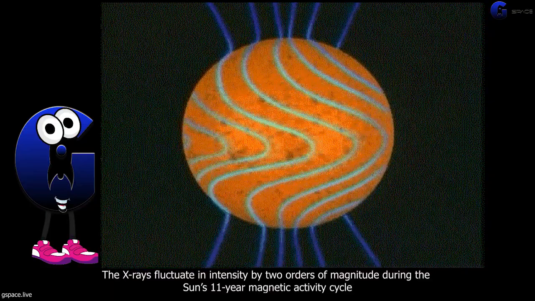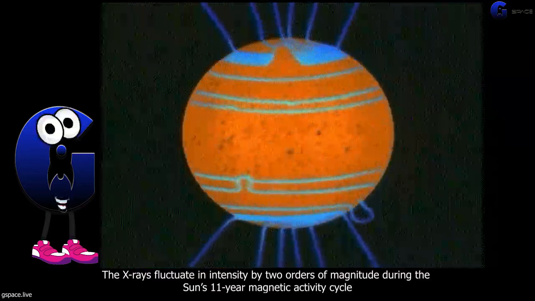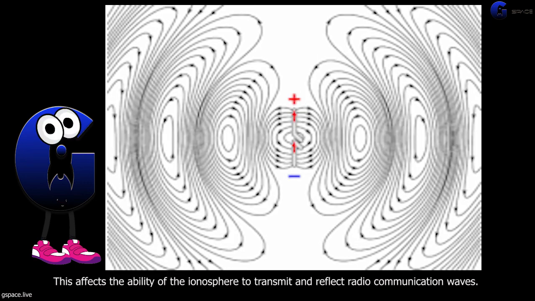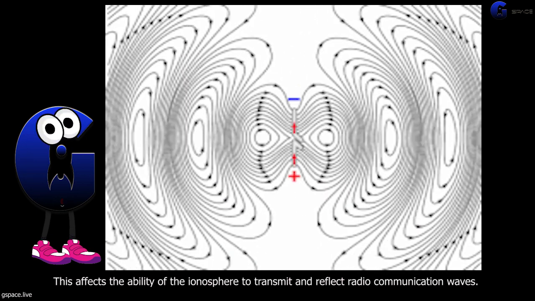The X-rays fluctuate in intensity by 2 orders of magnitude during the Sun's 11-year magnetic activity cycle, producing increased ionization, greater heat, and expansion of our upper atmosphere near activity maximum. This affects the ability of the ionosphere to transmit and reflect radio communication waves.